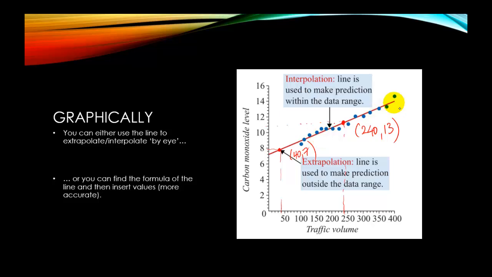You can do it from the line on a graph, or, and this is my preferred method, you can find the formula of this line and then insert any x value in order to generate the associated y value. I find that much more accurate, and in an exam you're more likely to have to find the equation of the line and then use that to predict variables as opposed to doing it by eye.